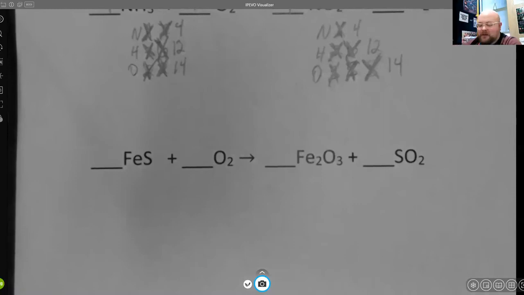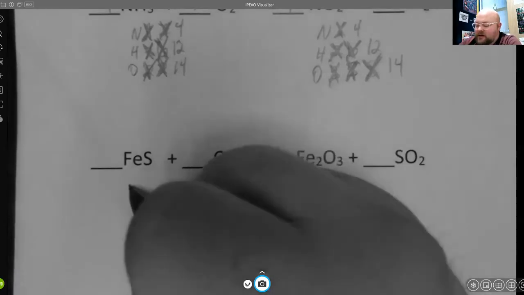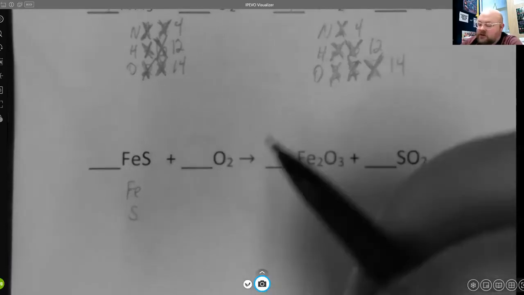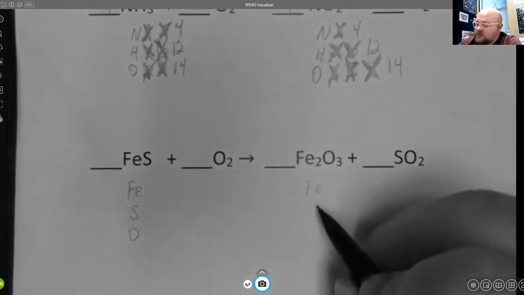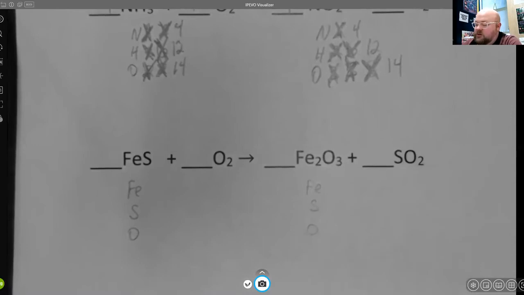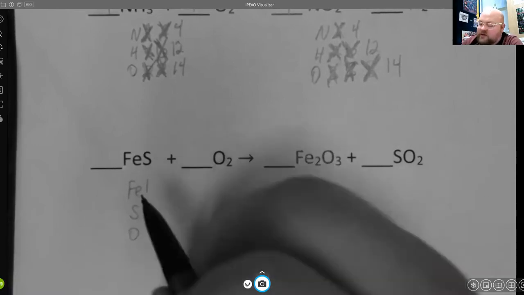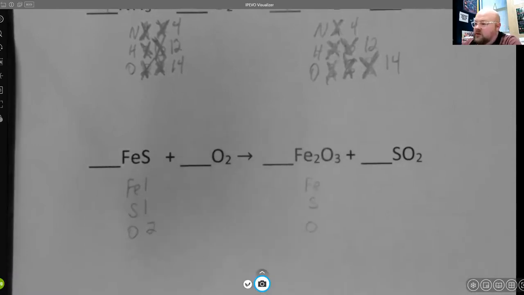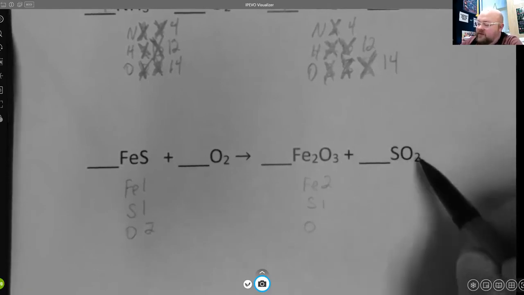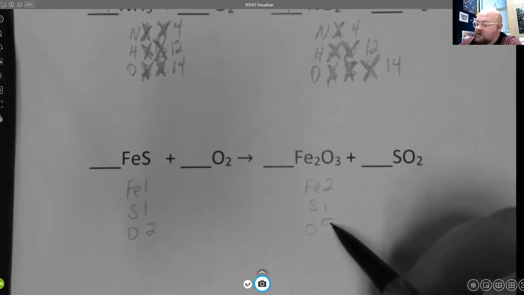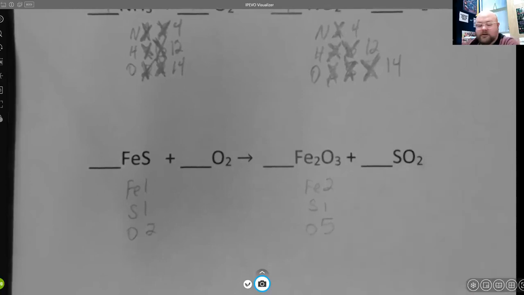But let's start. We have iron, we have sulfur, we have oxygen. On the right side of the arrow, we have iron, sulfur, oxygen. We have 1 iron, 1 sulfur, 2 oxygens. We have 2 irons, 1 sulfur, and we have 1, 2, 3, 4, 5 oxygens. So those are clearly out of whack. Those are not equal. Let's see what we can do to start making things equal.